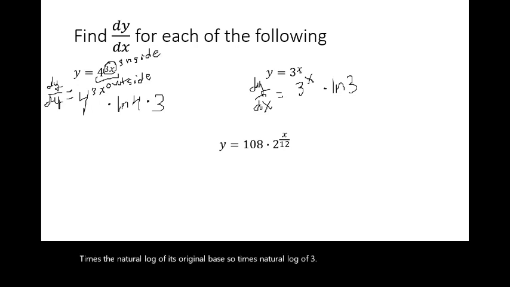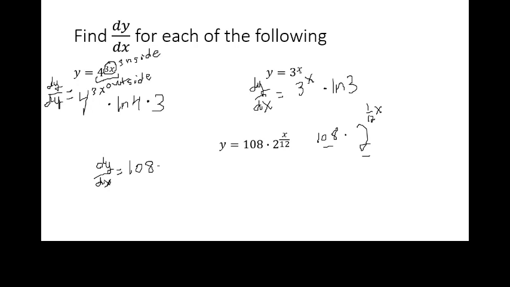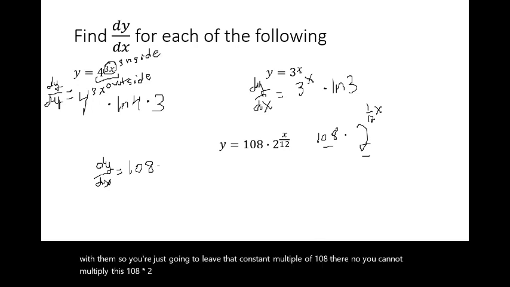And then for this last one, remember, you can rewrite this x over 12 as 1/12 x, so you can write this as 108 times 2 to the power of 1/12 x. Then when you take this derivative, remember, constant multiples, nothing really special happens with them, so you're just going to leave that constant multiple of 108 there. No, you cannot multiply this 108 times 2, because order of operations dictates that exponents come before multiplication.